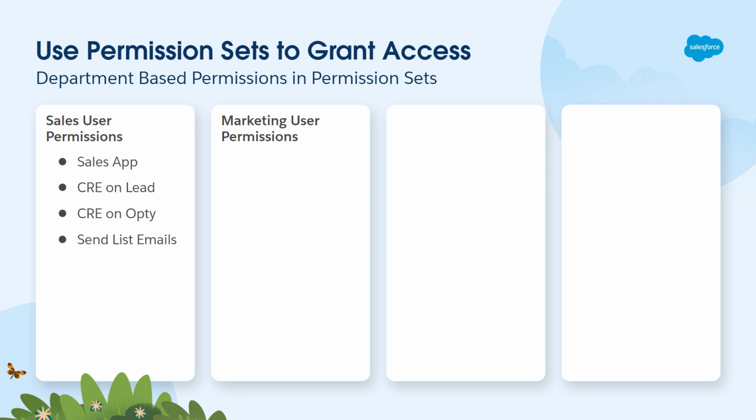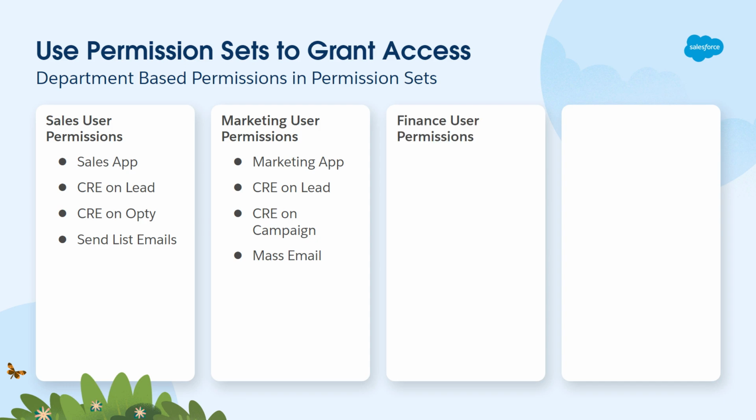What about marketing users? Well, the same, they get their own app. They get CRE on lead as well, and on campaign, and they can mass email. So what I'm showing you here is we're granting some apps, we're granting some object access, but also some permissions here.